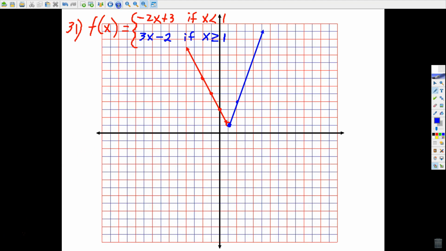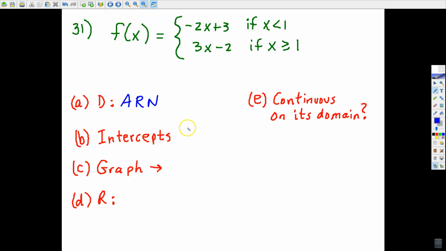Okay, let's take a look at intercepts. And again, that's easy once you get the graph. We only have one intercept, and that's the y-intercept 0, 3. We did the graph already.